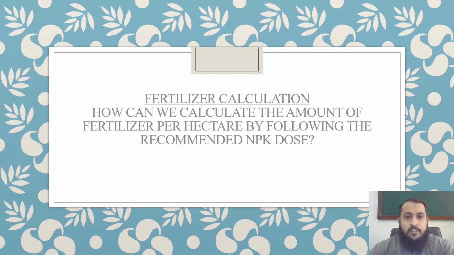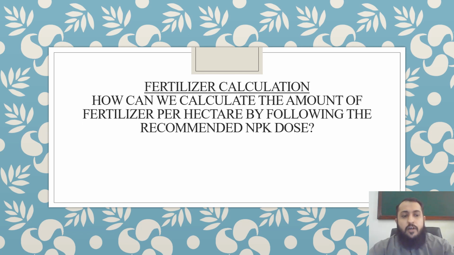As we all know, it's our duty to guide the farmers about the recommended dose of nitrogen, phosphorus, and potassium. So, what is fertilizer calculation? How can we calculate the amount of fertilizers per hectare by following the recommended dose, which is in the form of N, P, and K?